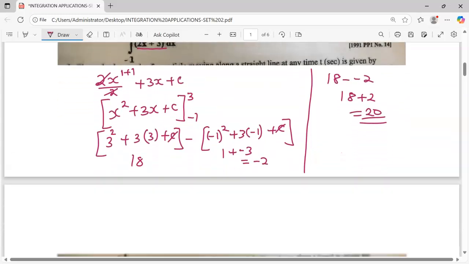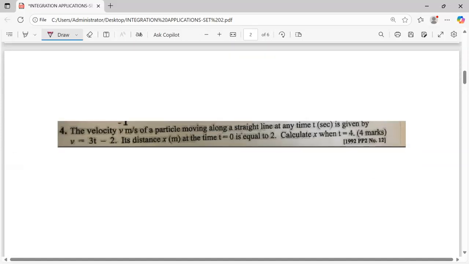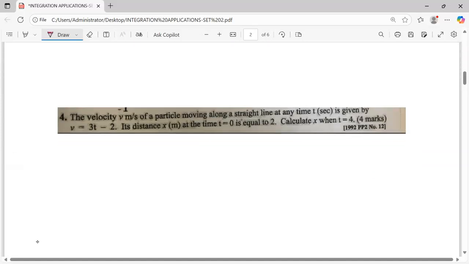We are now moving to another question, a question that was done in KCSE 1992, paper 2, question number 12, a question on integration. The velocity v meters per second of a particle moving along a straight line at any time t seconds is given by v equals 3t minus 2. Its distance x meters at the time t equals 0 is equal to 2. Calculate x when t is equal to 4.